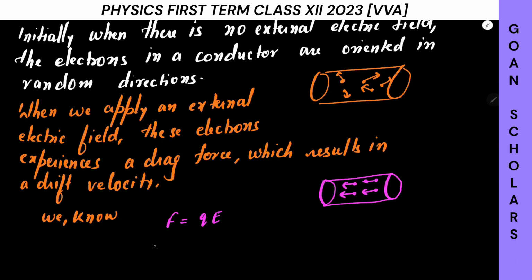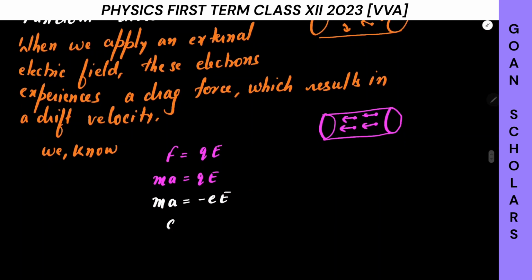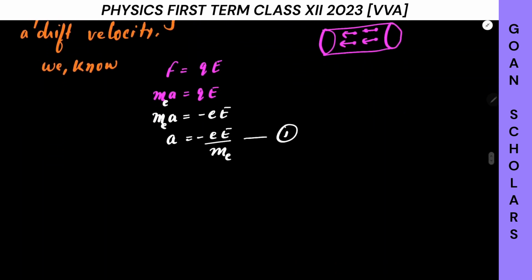From 11th standard, we know that force is nothing but mass times acceleration, that is Newton's second law, correct? And if we go specific here, the charge here is the charge on an electron, so it is minus e times E, correct? So the acceleration produced will be equal to minus eE by m. Be very careful, this m is the mass of the electron, so let me write m_e, equation 1.